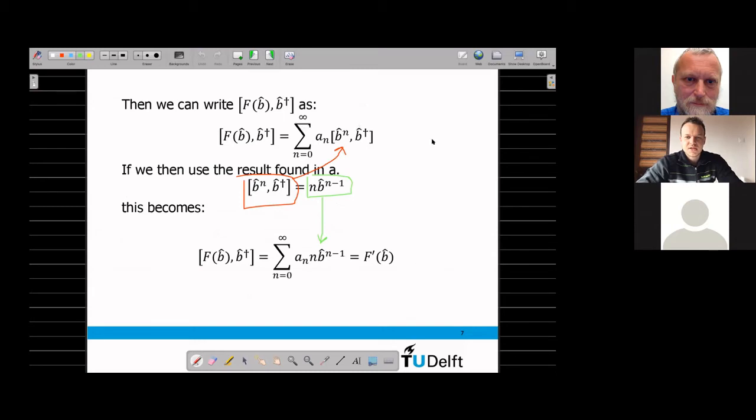But it depends if there will be a nice expression, but it will be f of b dagger, not f of b. And I think it will be the same expression. I think it will be again the derivative.